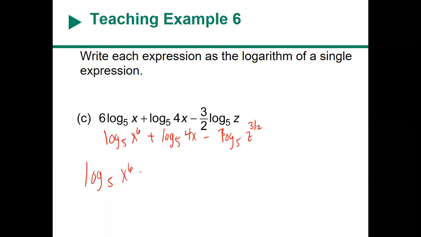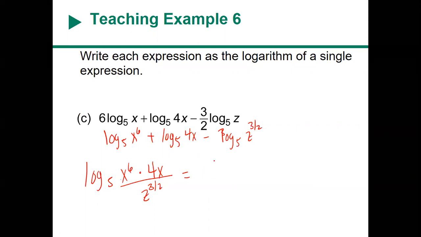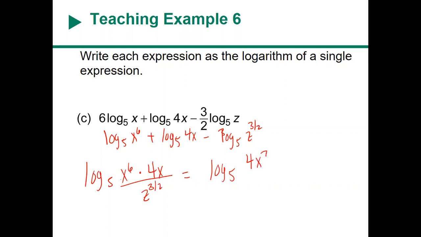We have x to the 6 times 4x. And then we're going to divide by z to the 3/2. And we're going to keep simplifying. So x to the 6 times 4x gives me 4x to the 7th. So we have log base 5, 4x to the 7th. And z to the 3/2 means the square root of z to the 3rd.